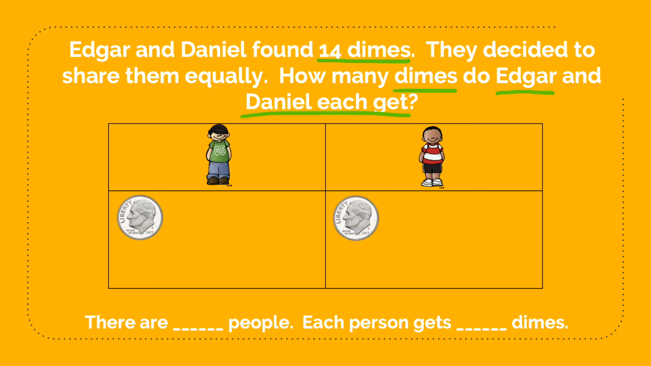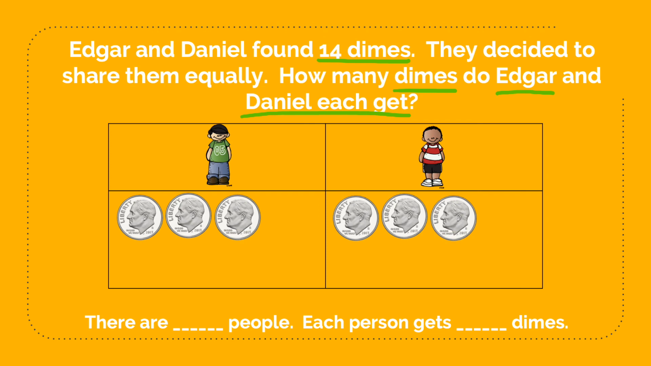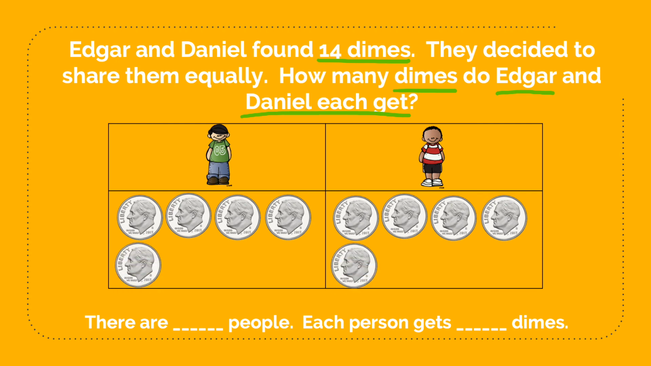If I give each one 1 dime each, I have given out 2 dimes. I need to give them another dime. So that makes a total of 4. I still have dimes left over, so I can still give each one 1 more. I have given out 6 dimes. I still haven't used up all my 14 dimes, so I need to give them each 1 more. So that makes 8 dimes. Again, I have not used up all the 14 dimes, so I will give them another dime. That's 10.